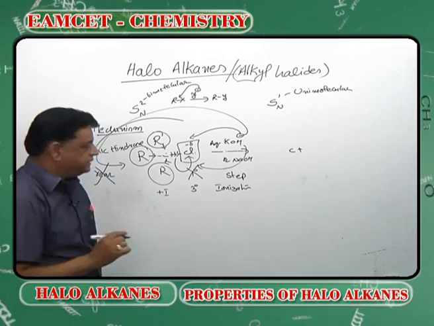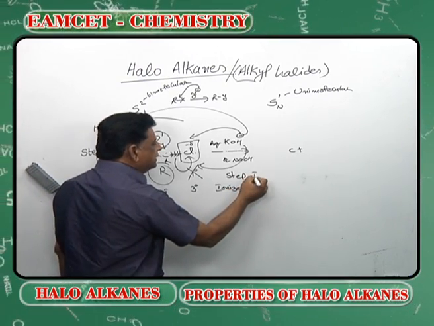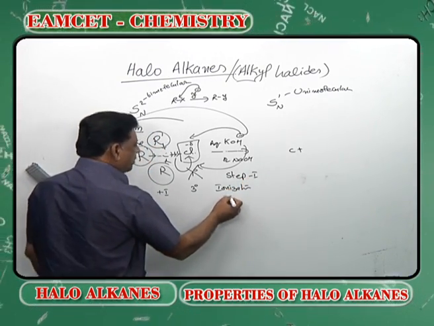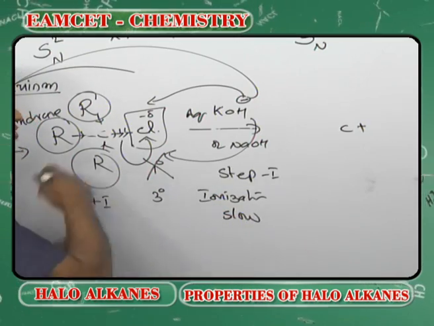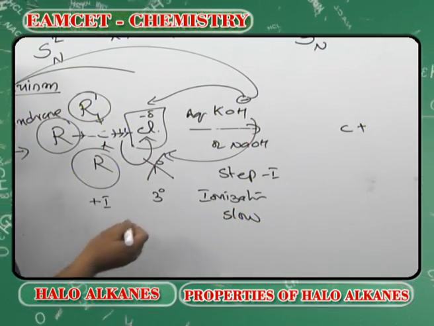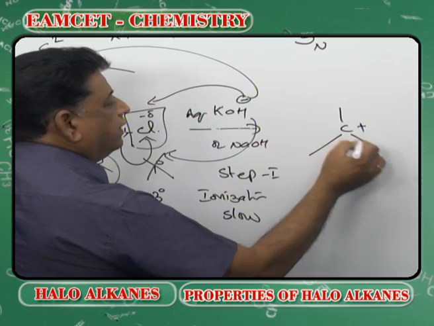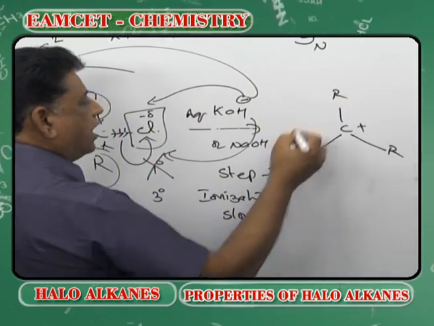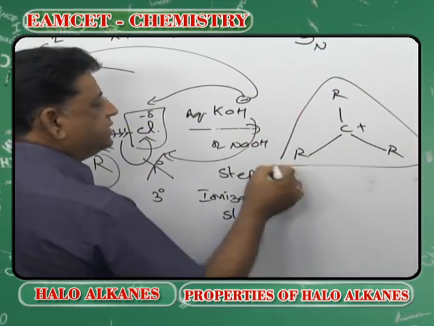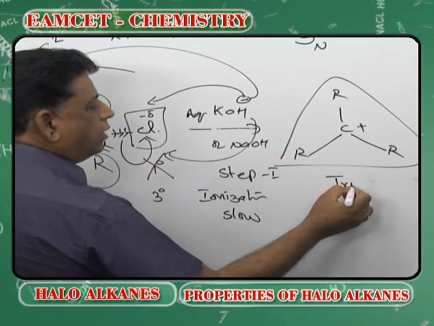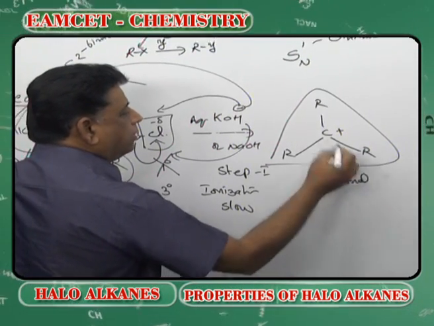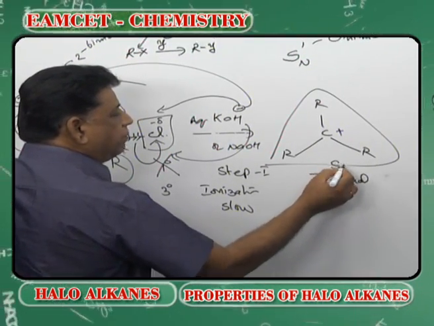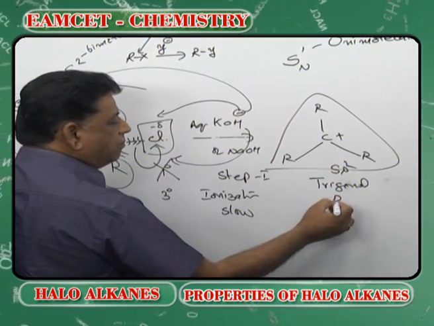Ionization of the halide is taking place. This is called what? Step 1. This happens to be the slow step. Ion formation will be the slow step. What type of the ion means? The carbocation is formed. This carbocation will have a specific symmetry called trigonal planar. Trigonal planar, because it is a sp2 hybridized carbon and it will have a trigonal planarity.